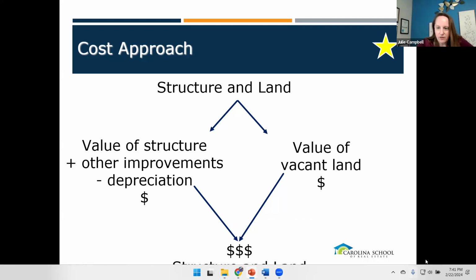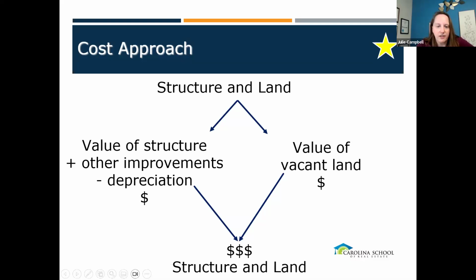Can't see the bottom part. Why not? Because my toolbar won't go away. So what does the bottom part say? It just says structure and land. There it is. Structure and land. So we start with the two, we separate them, and then we bring them back together.